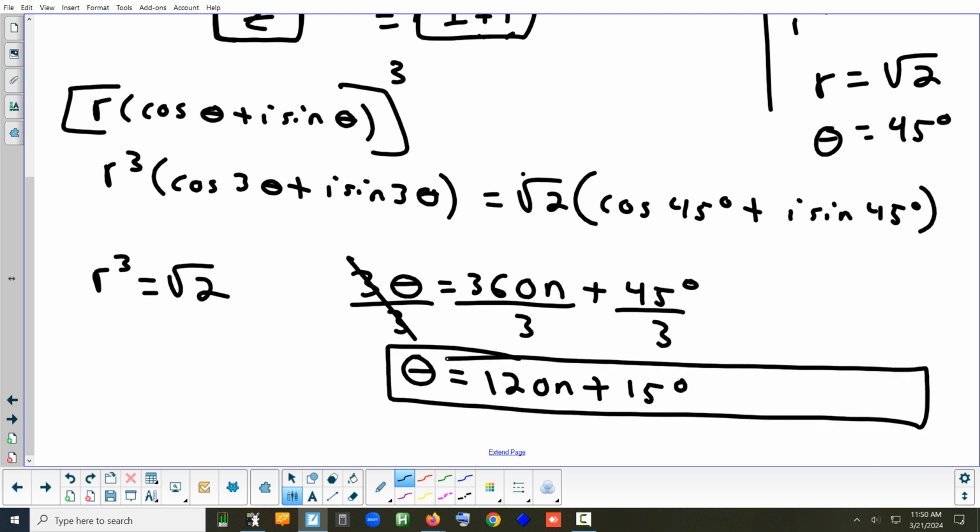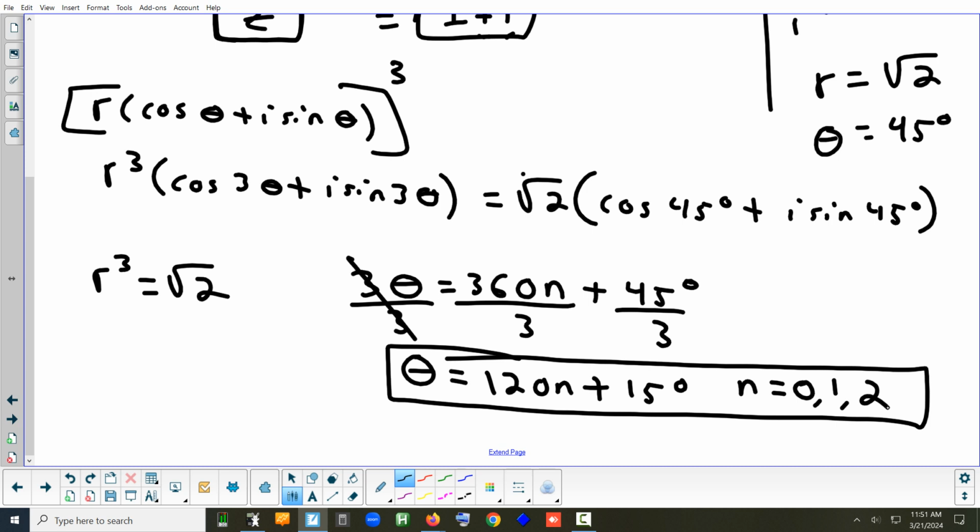Now we're doing a cube root. How many answers are we going to get? 3. So what are the 3 values we let n equal? 0, 1, 2. That's how you get the 3 answers. That's easy. We'll do that in a second.